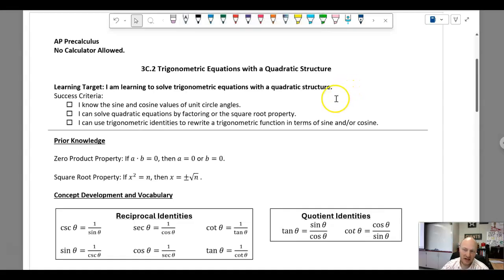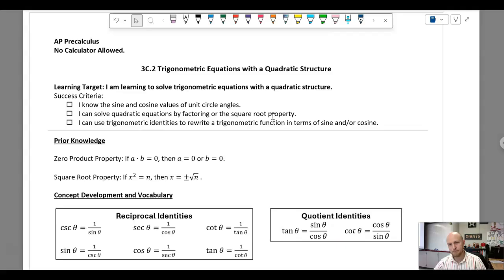We're learning to solve these, and in order to be successful, you've got to know your sine and cosine values of a unit circle or have that information handy. No pun intended, because if you know your sine and cosine values, they are on your left hand, at least for quadrant 1. And you can solve quadratic equations by factoring or by using the square root property, right? Ax squared plus bx plus c, you can factor that down into two linear factors and then solve those. Or just by taking a square root, you get a plus and a minus option. And then you can be successful if you can use trig identities to rewrite a trig function in terms of sine or cosine.